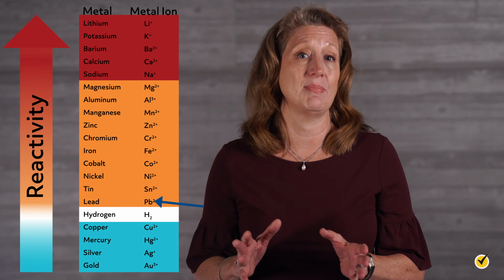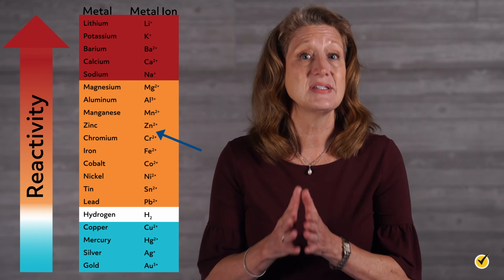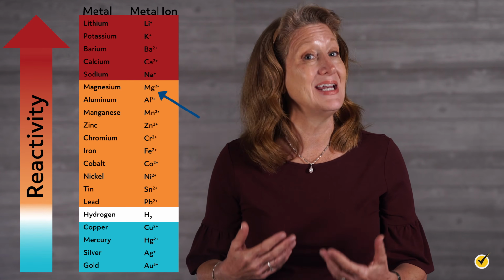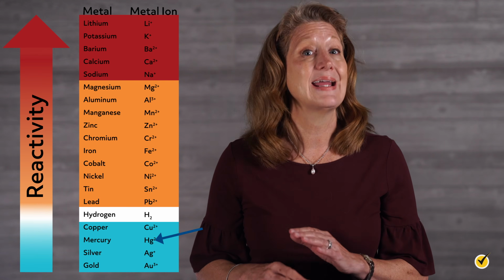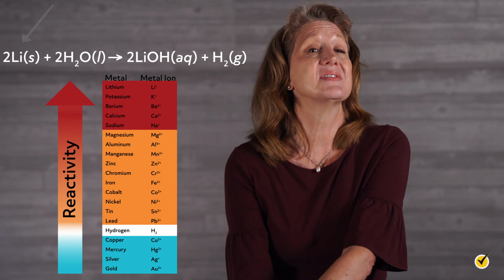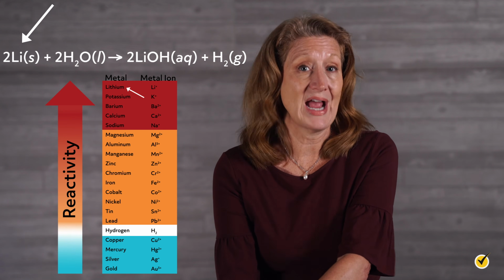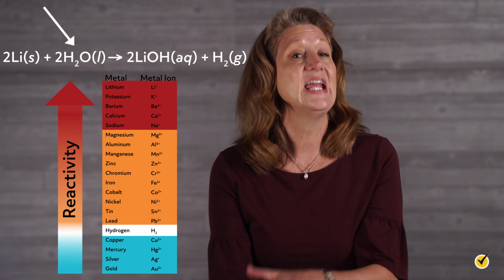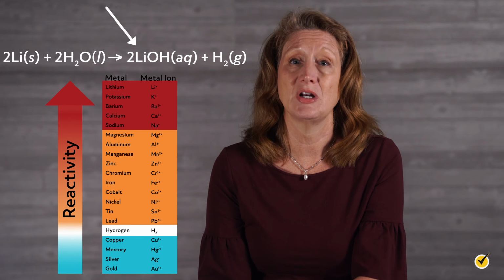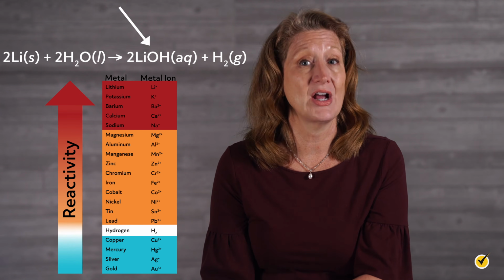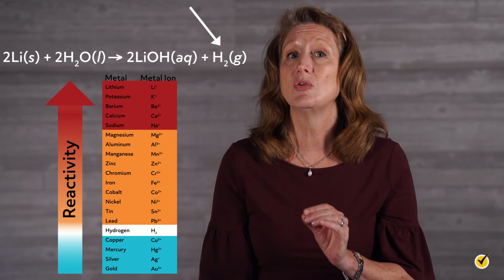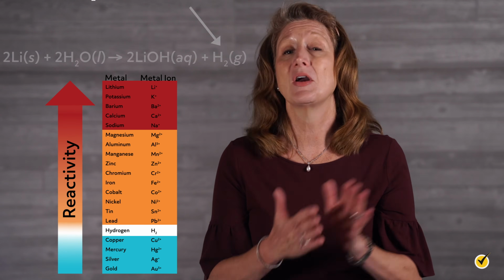Any metal listed above hydrogen in the activity series can displace hydrogen under varying conditions, and any metal listed below hydrogen cannot displace hydrogen. So, for example, when you add solid lithium, the most reactive metal, to water, it readily gives up its valence electron and replaces the hydrogen in water, producing lithium hydroxide and hydrogen gas. Notice that this is a single replacement reaction.